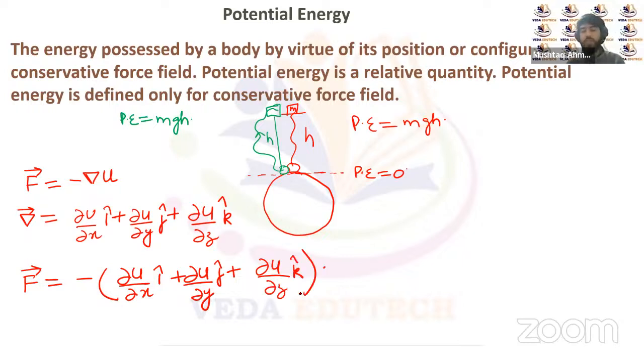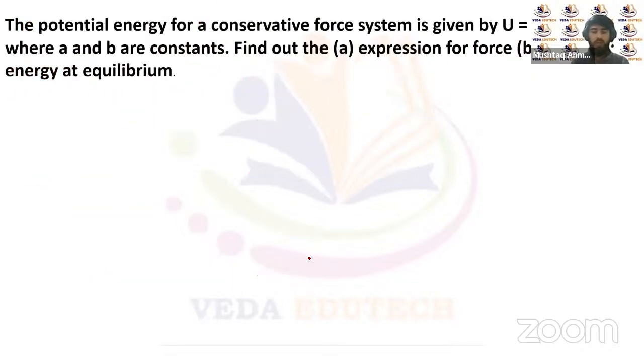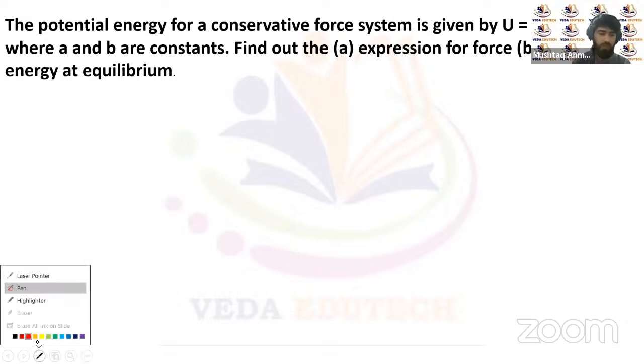We also discussed this equation in the case of electrostatics, and we'll discuss it in electrostatics as well in class 12. Here, minus del U upon del x i cap will give us the x component of the force, the next will give us the y component, and the last will give us the z component. So this is the important relation between the conservative force and the potential energy. Now let's solve this question and apply this concept to calculate the different quantities.